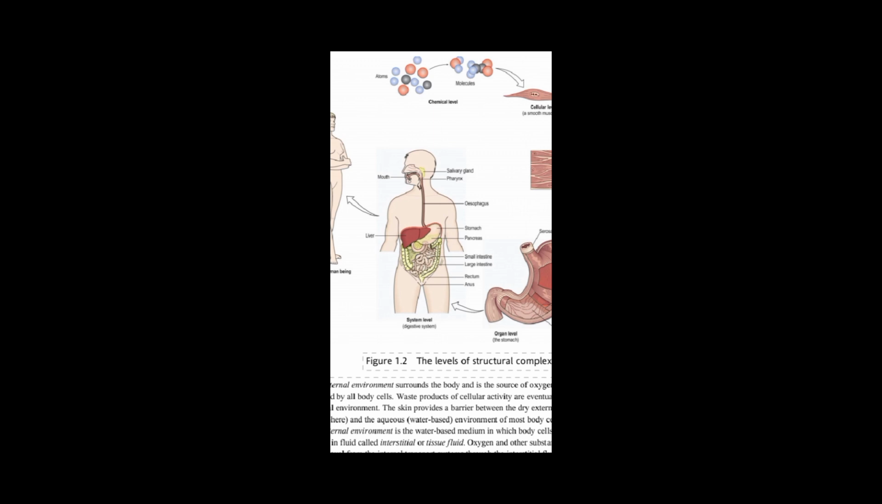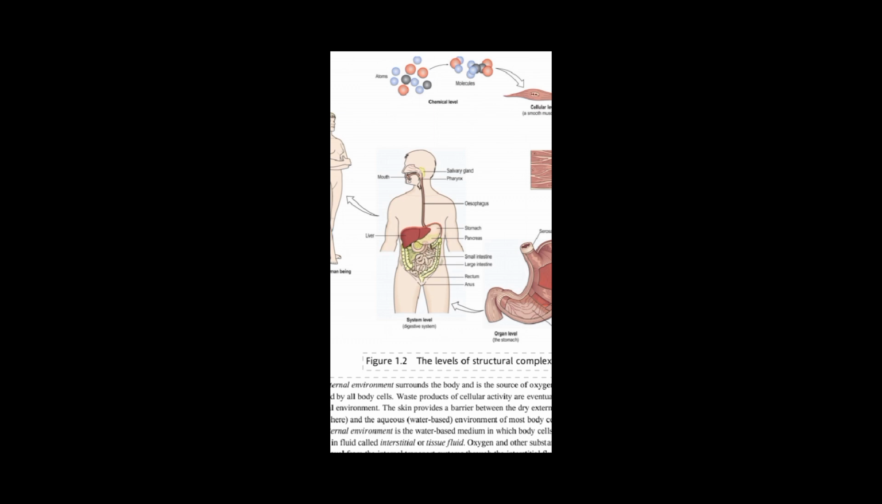We also have different cells. For example, if we go to the liver, we have hepatocytes. If we go to the brain, we have neurons. So we have different types of cells which perform different specialized functions. So this is for cells.